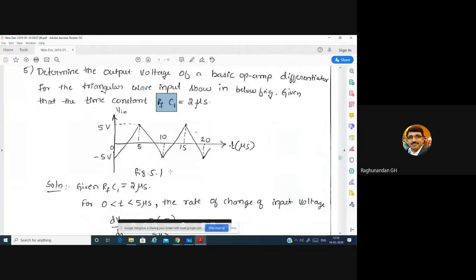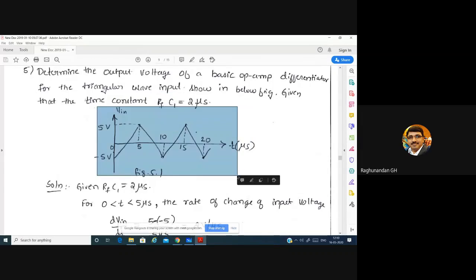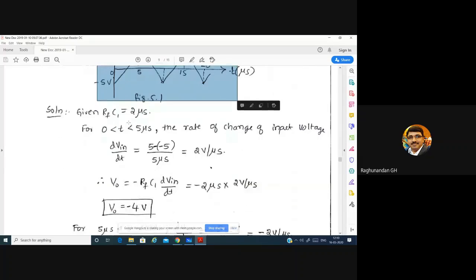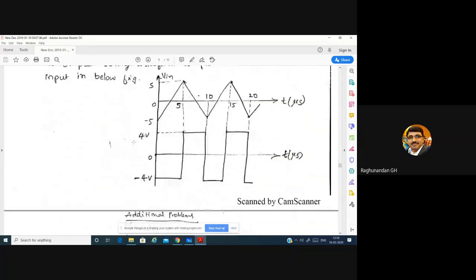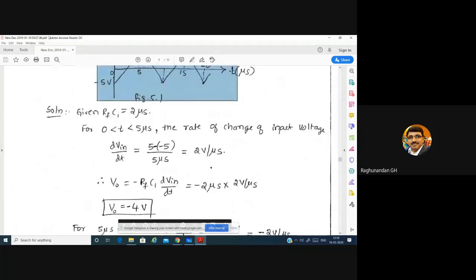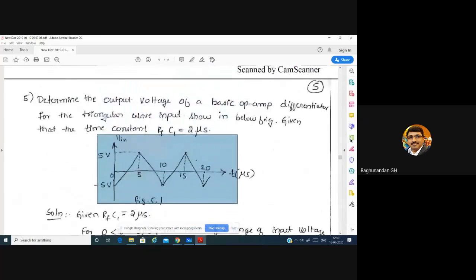So they have given RFC1 is equal to 2 microsecond, that is the time constant, and this is the waveform they have given. This is the input waveform, and we have to write the corresponding output waveform. You know that for a triangular wave we will be getting a square wave. So we have to plot the square wave for this, since it is a differentiator.